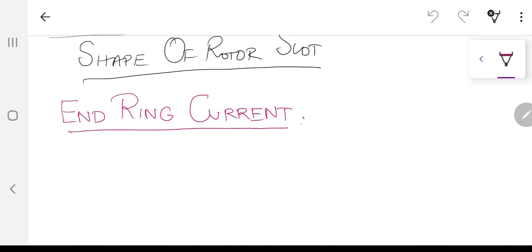Okay, now we are going to talk about the end ring currents. We have decided on the shape of the rotor bars or rotor slots. We have talked about the rotor bar current, the rotor bar area, and the current density inside it. So now the end ring current, or actually the rings which short circuit the bar currents, is very important. Here the total current flowing inside the bars is going to meet up, and it's going to short circuit the whole thing.